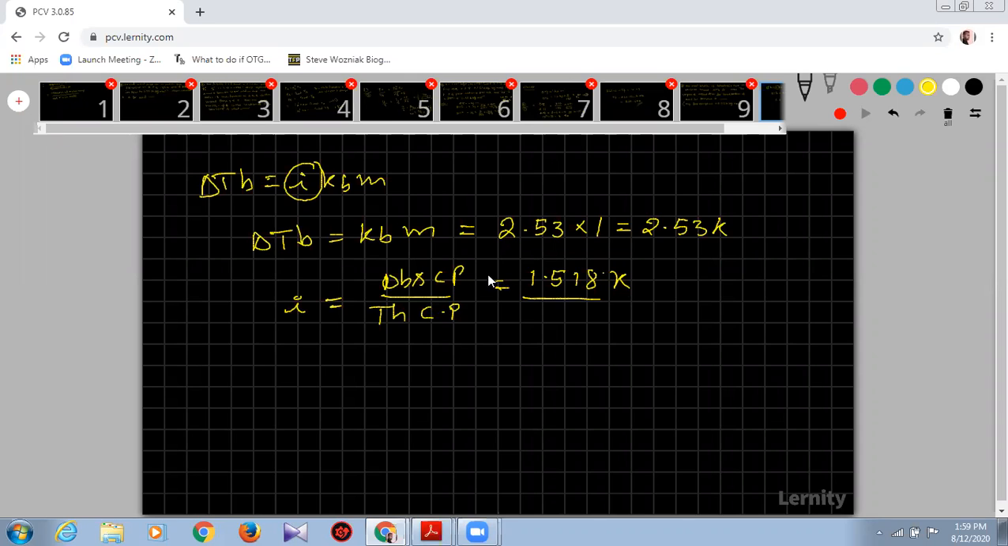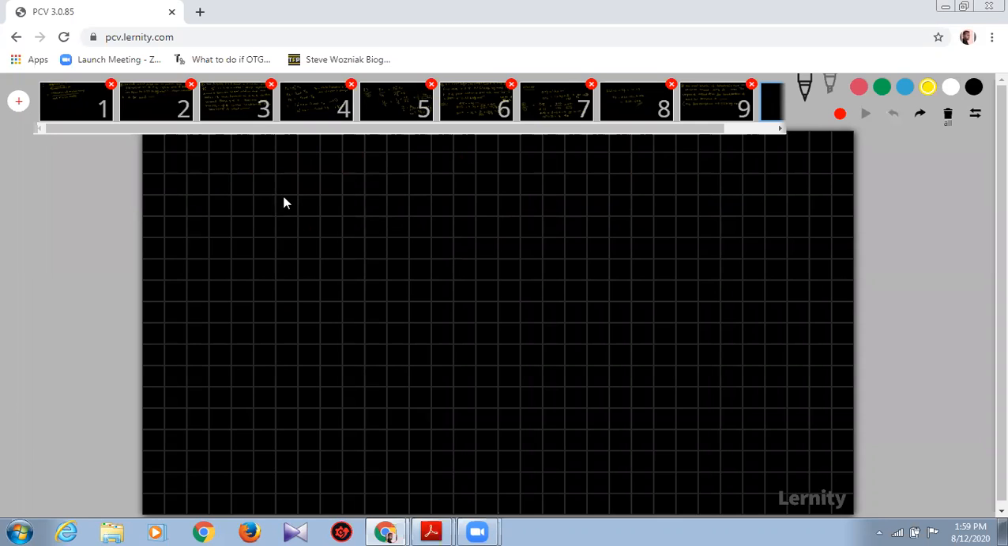Instead of this, sorry, we can do it like this. Delta TB is equal to i into Kb into m. So i value is equal to delta TB by Kb into m. Delta TB value here is 1.518 divided by what is the Kb value?